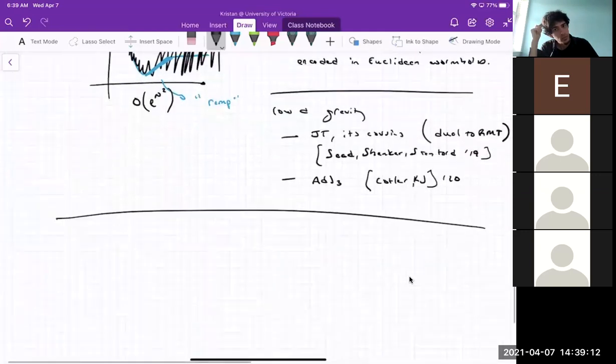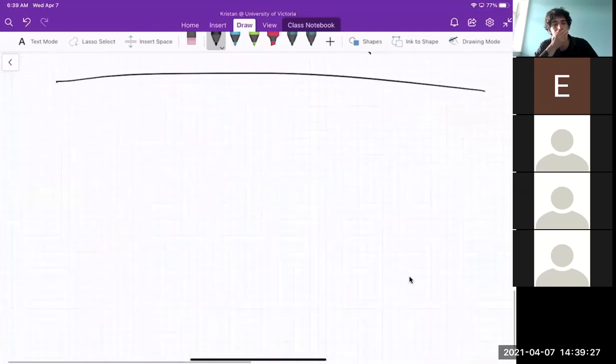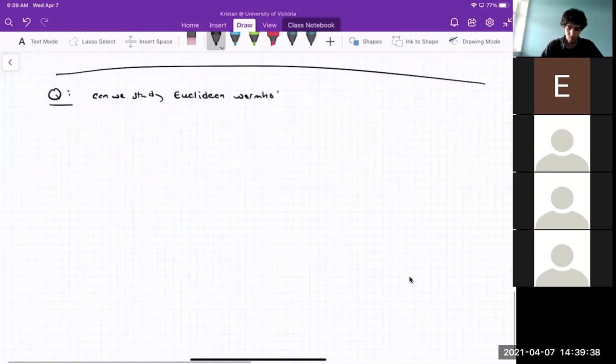Okay, so better speed up. Hopefully this introduction, if nothing else, was useful. This is different knowledge than certainly what I was trained with as a young person. Okay, so the question is now, can we study Euclidean wormhole amplitudes in higher-dimensional gravity? So, not 2, not 3.